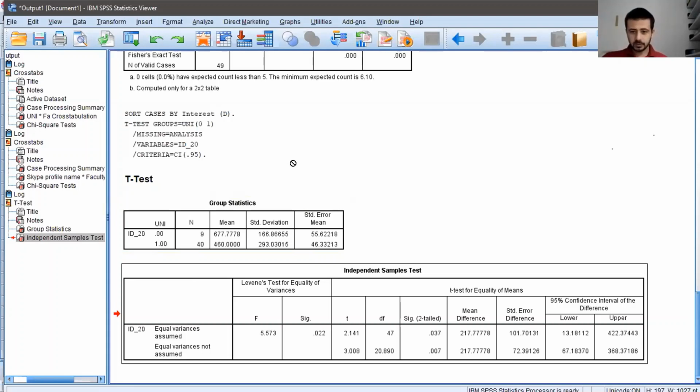Okay, we have a significant p-value. What is the conclusion? They have the same mean. If it is significant, they are different. Remember, the null hypothesis means they have the same mean, so if the p-value is significant, then the means are different. I need to understand more. The university affects the ID. How?